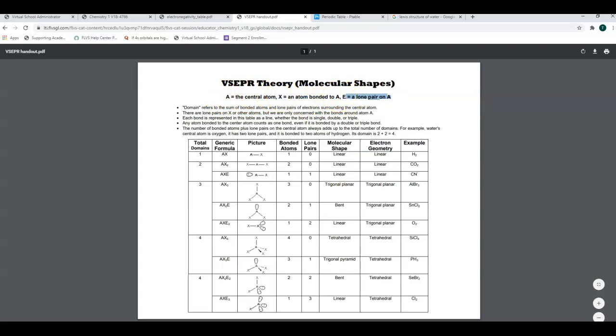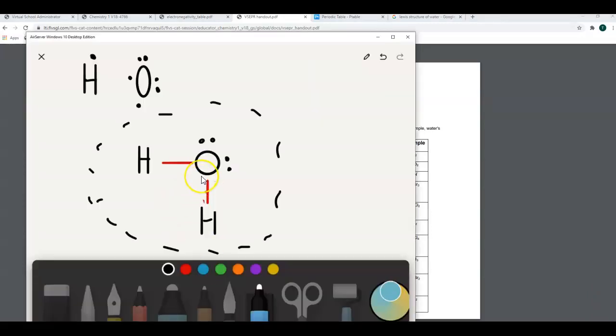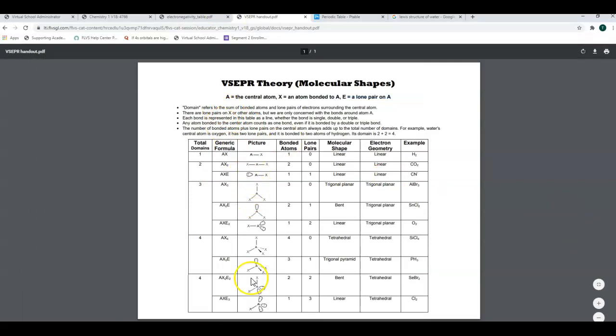So, all right, let's think about oxygen here. Let's think about what we've drawn here. So, A is our central atom. So that's oxygen, right? Oxygen is our central atom. Oxygen has 2 bonds, right? It has 2 bonds here and here. And then it also has 2 lone pairs. So we're going to keep that in mind. We're going to look for one of these things that has basically 2 X's and 2 E's, essentially, right?